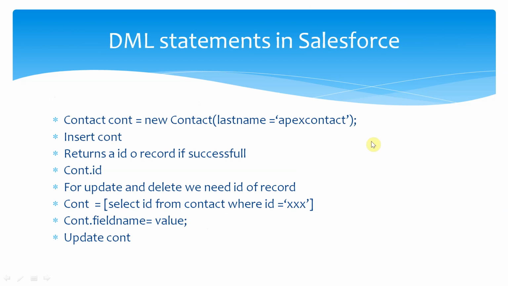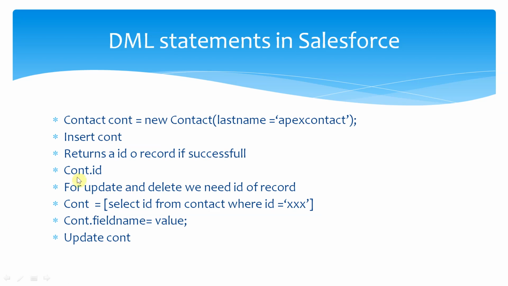And DML statements, how do you basically create a DML? You create an instance of a contact, insert the contact, and pass the parameters, which are the fields which are required. Basically, when you do an insert, you get an ID back. The record insert is successful. For update and delete, we need an ID.